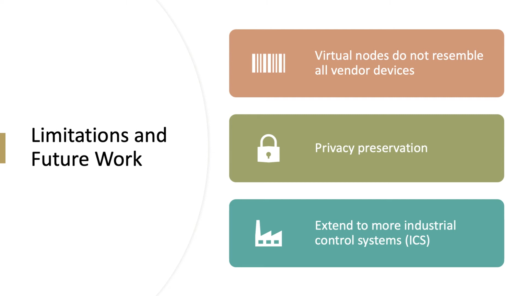the smart meter can still leak your privacy information, which can be researched in the future. And lastly, this type of virtual node defense can be extended to more industrial control systems. Like right now, it's just smart power grid, but in the future, probably something else, like in the factory and other stuff. And that's all I have.